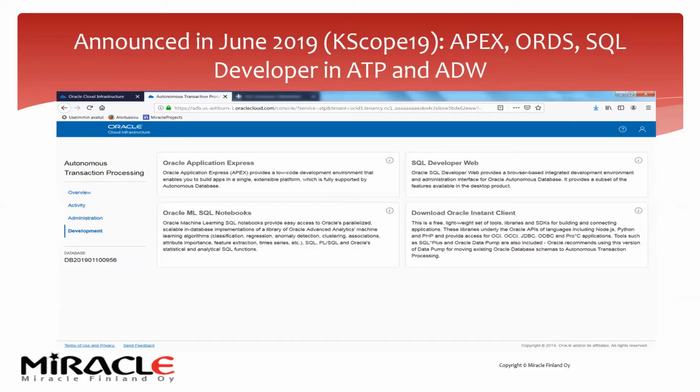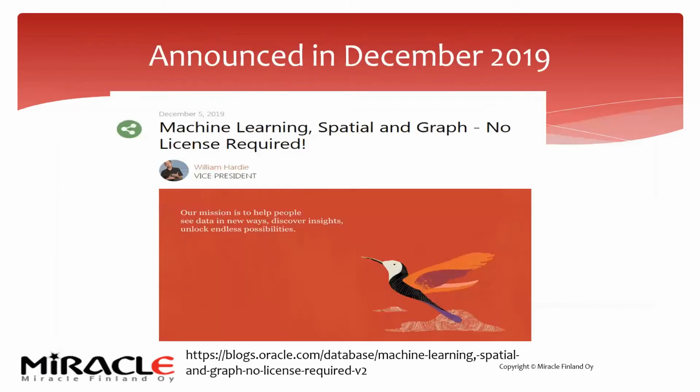Also, in 2019 at Kscope 19, Oracle announced that in the cloud, you will have APEX and ORDS automatically available in your autonomous database. So if you spin up an Oracle Autonomous Database, you will have APEX and ORDS available. Why? Well, APEX is an excellent tool for understanding your data. So you can visualize it, you can see your data, and so on. And ORDS lets you do many things, for example, publish your machine learning models to be used outside of your database.